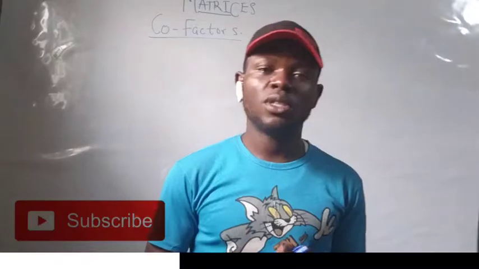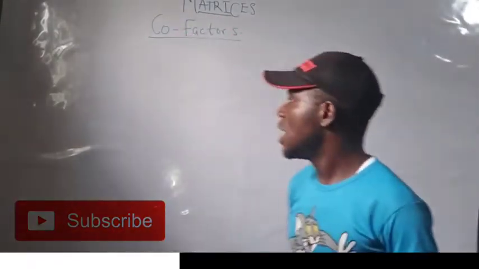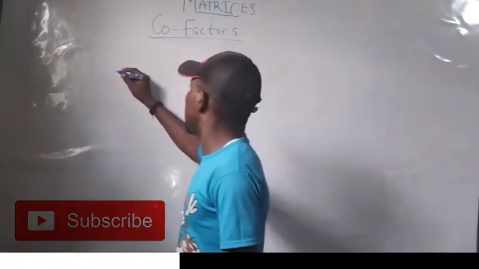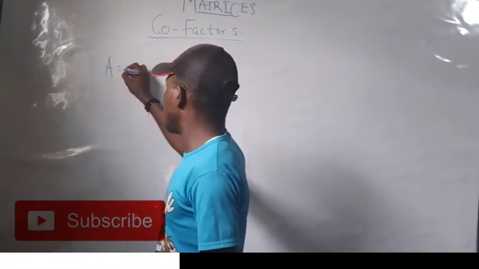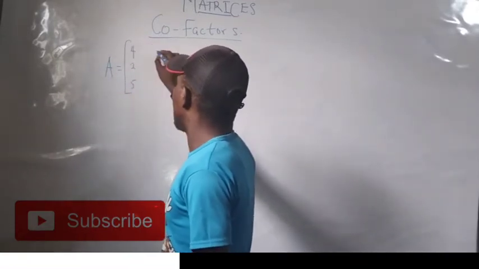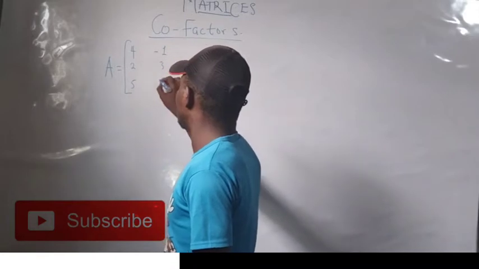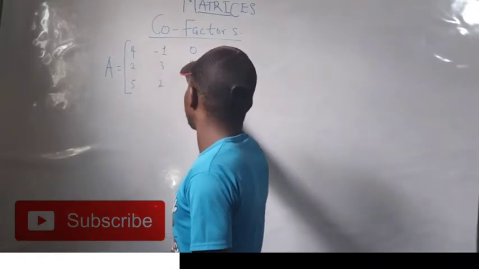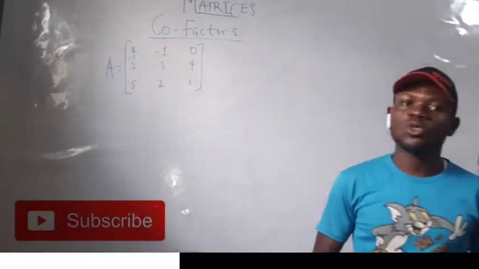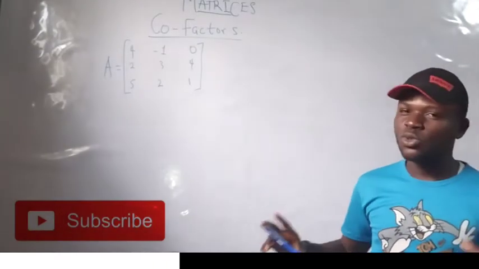And how do we go about it? It's so simple. Like I said, I'm going to be using a 3x3 matrix as my case study. For instance, if I have a matrix A, I have 4, 2, 5, minus 1, 3, 2, and then 0, 4, and 1. Let's say in this manner. And I'm expected to solve for the cofactor.